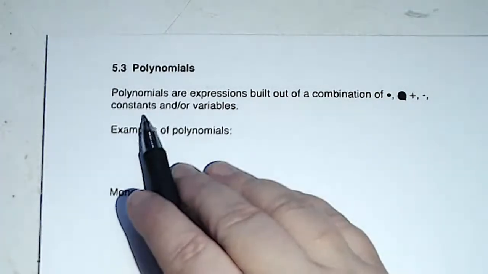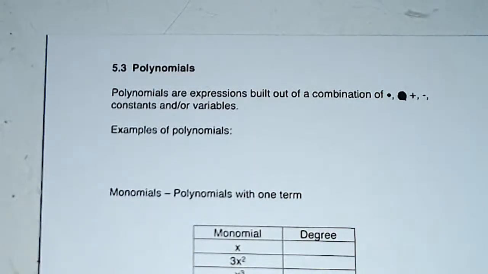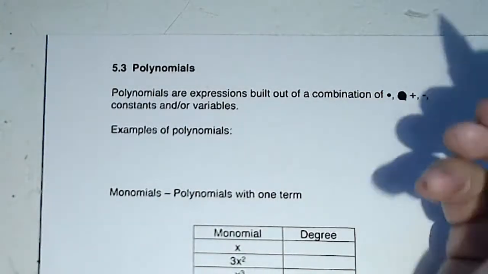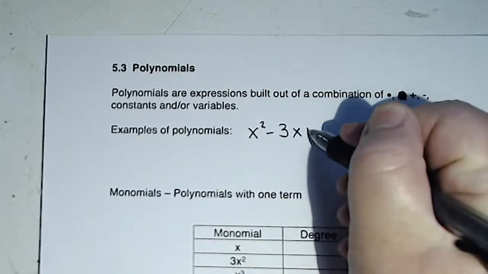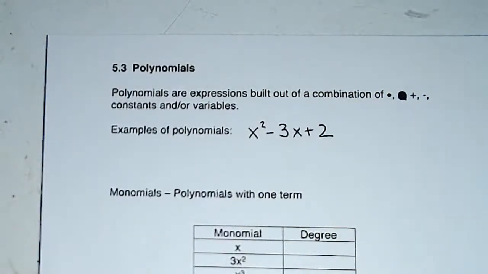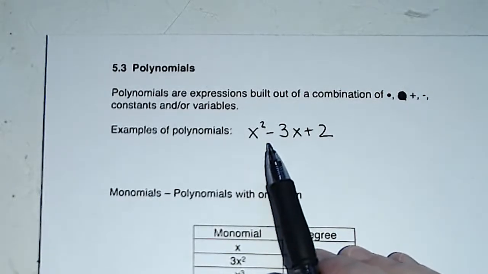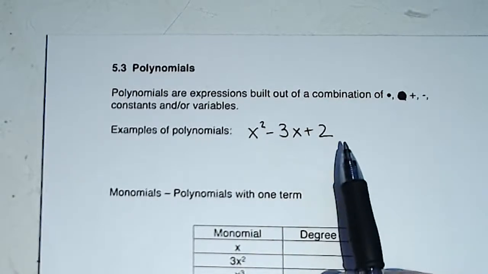We're going to make it out of constants and/or variables. And let's talk about some examples of polynomials. One that people have seen a lot of is something like x squared minus 3x plus 2. We've got multiplication, x times x, subtraction, subtracting 3 times x, and addition, adding 2.